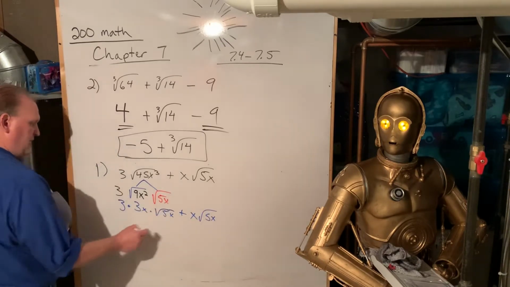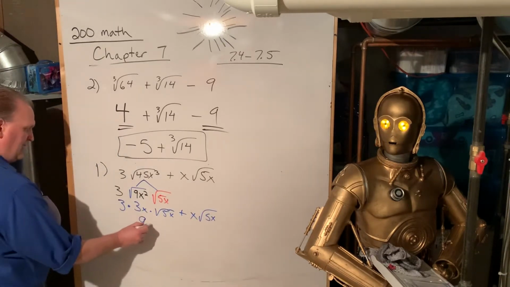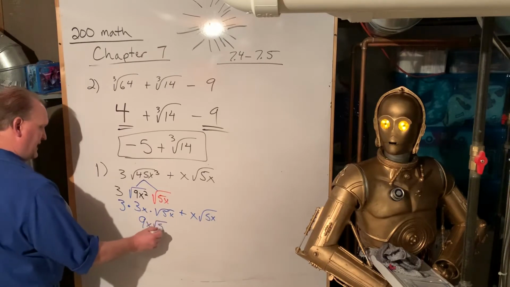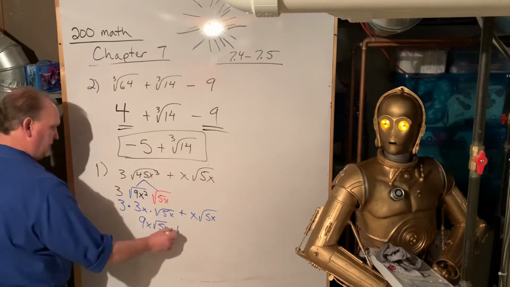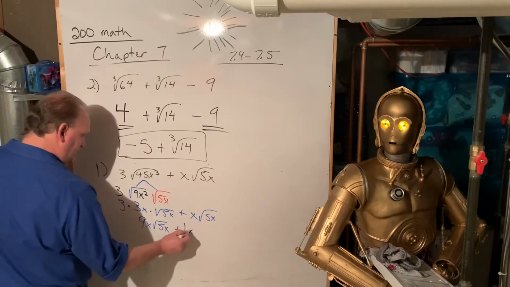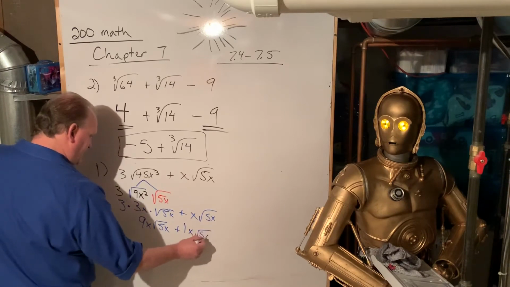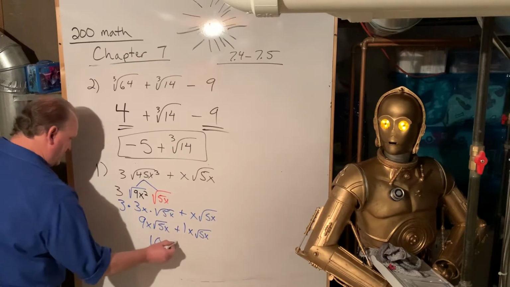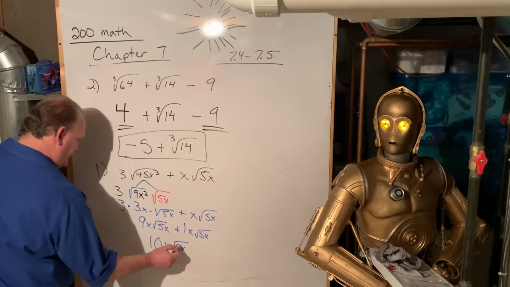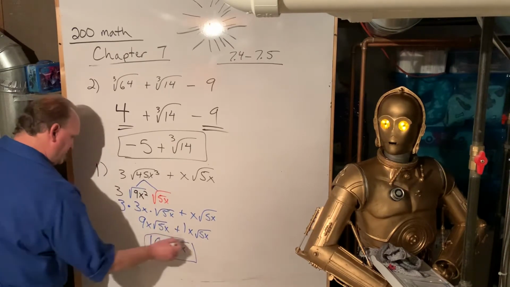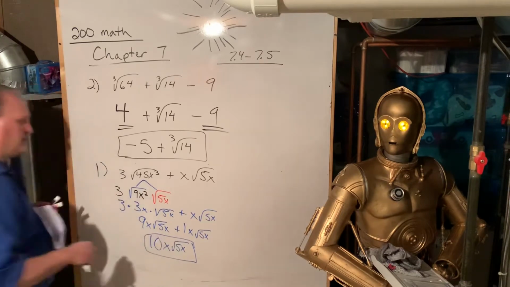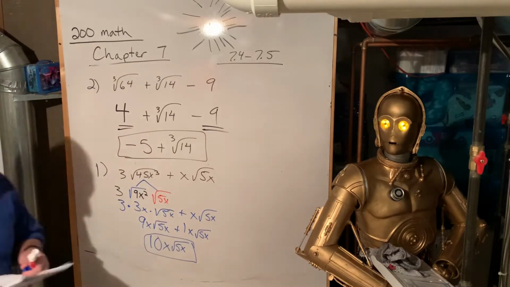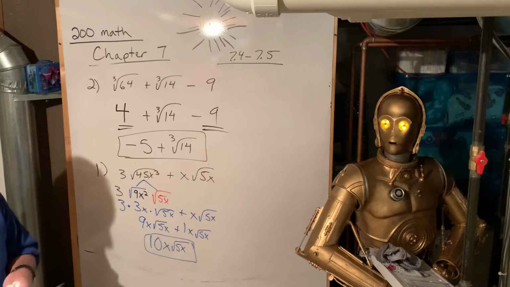So look at what we have. 9x square roots of 5x plus 1x square roots of 5x is 10x square roots of 5x. That is our answer. And so this was a pretty complicated one.